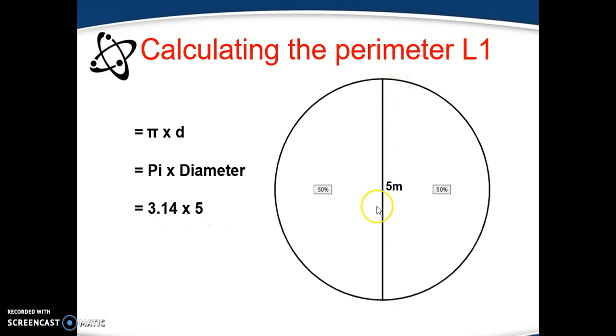Now there's your 5, because that's the diameter, and the 3.14 is pi, but you have to remember when you look at your exam paper, check to see the value of pi is 3.14 because sometimes they change this. It could be 3, it could be 3.12, it depends on the question. So make sure you read it. And your answer is simply 15.7 metres. And that's all the way around there.